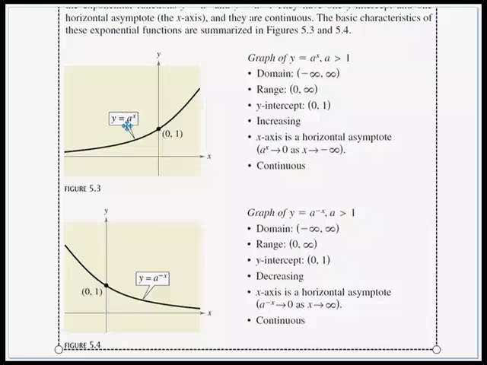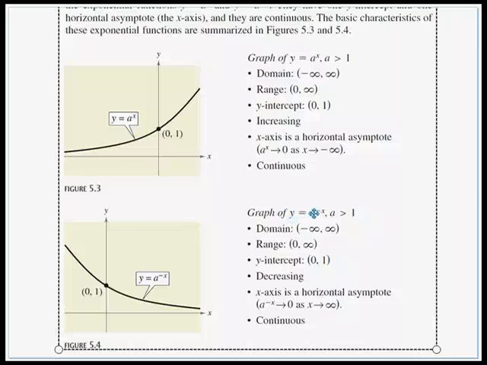So if you have something as simple as some base to the x power, it has a domain. The x inputs are anywhere from negative to positive infinity. The range, the outputs, are 0 to infinity. We're only going to have positive y values. We're never going to go below the x-axis. They have a y-intercept of (0, 1). The functions are always increasing. From left to right, they're always going uphill. The x-axis is a horizontal asymptote, and they are continuous. It just means there's no holes in them. We can draw the graph without lifting our pencil off the paper.